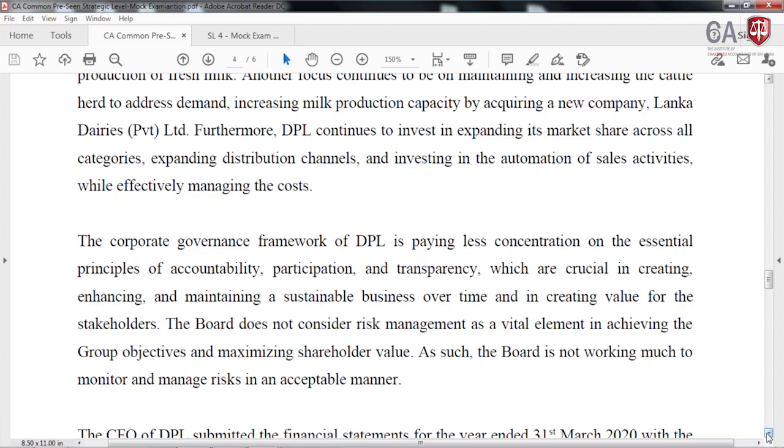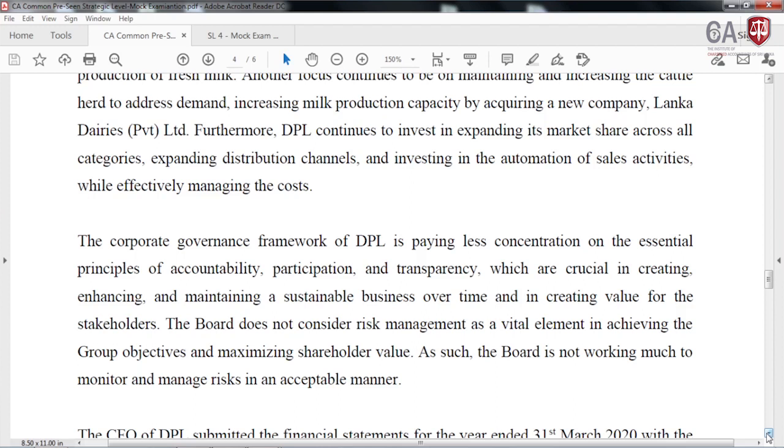And then the next paragraph talks about governance. So, that will be a little important from the SML subject point of view. This paragraph may be more relevant to the auditing subject. We will look at that also.